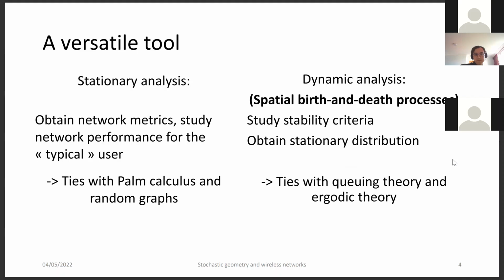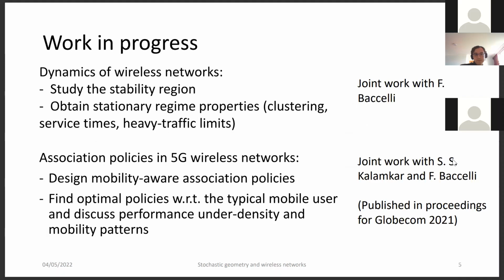And the other one is through dynamic analysis. This is a part of something a bit broader that is called spatial birth and death processes, which is a subclass of continuous time Markov chains. With this analysis, we can study, for example, the stability region and stability criteria for such networks, to obtain the stationary distribution and maybe to obtain some properties of the stationary state of such a network. This part of stochastic geometry has ties with queuing theory and ergodic theory. So these are two completely different sides of the analysis of a network that we can conduct with this simple tool that is stochastic geometry.